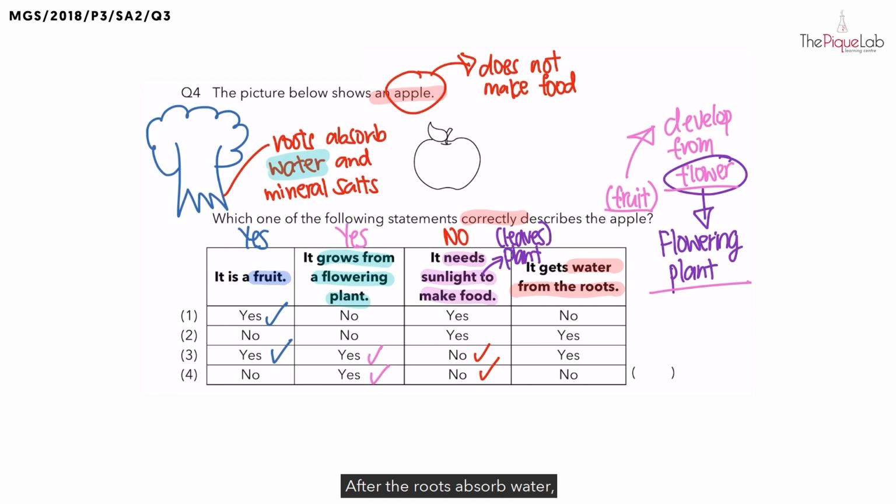After the roots absorb water, what do you think happens to the water? Do you think the water would just stay in the roots? No. What happens to the water is that it will get transported upwards to all parts of the plant. Since the apple is growing on the tree, would the apple be able to get water from the roots? The answer is yes. And the answer for this question will be the option with all the ticks, which is option 3.